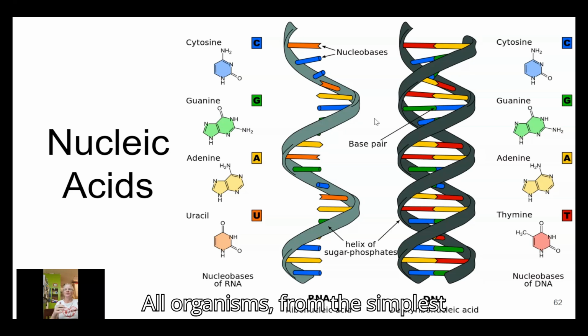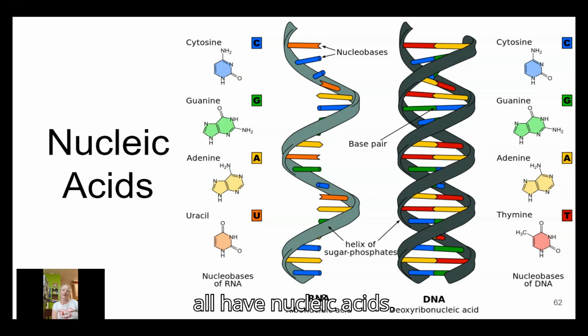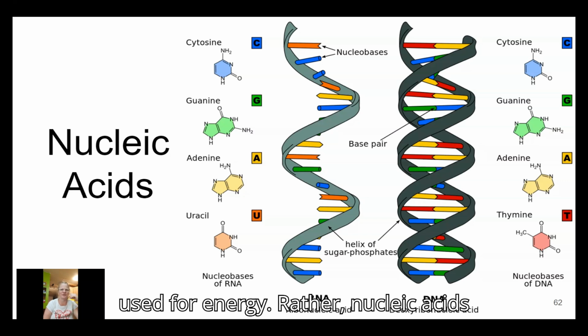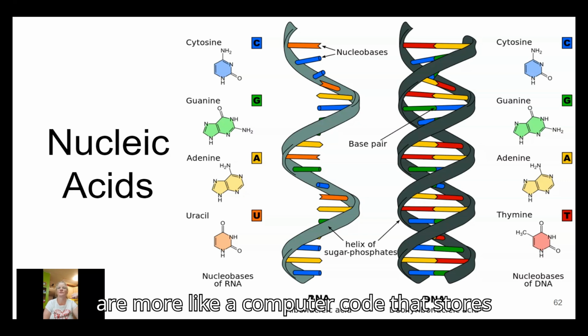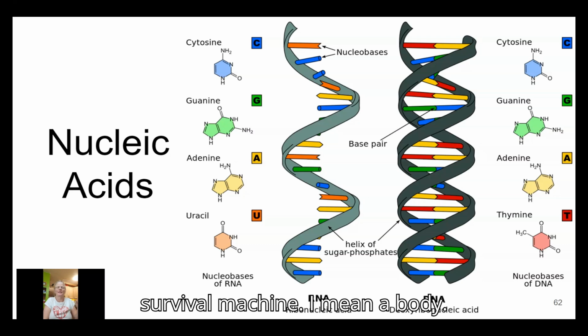All organisms, from the simplest single-cell critters to my crazy dogs, all have nucleic acids. Unlike the other types of biomolecules that we've looked at, nucleic acids really aren't used for energy. Rather, nucleic acids are more like a computer code that stores the information needed to build a survival machine. A body.